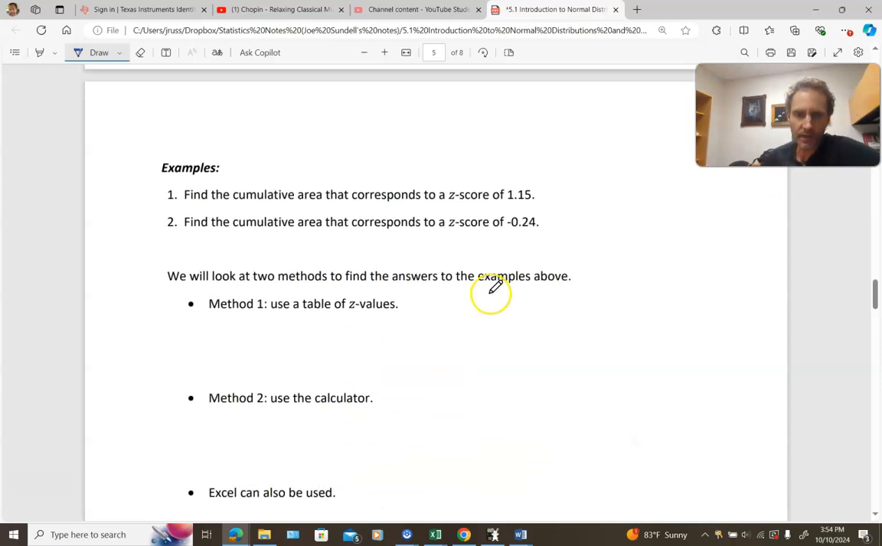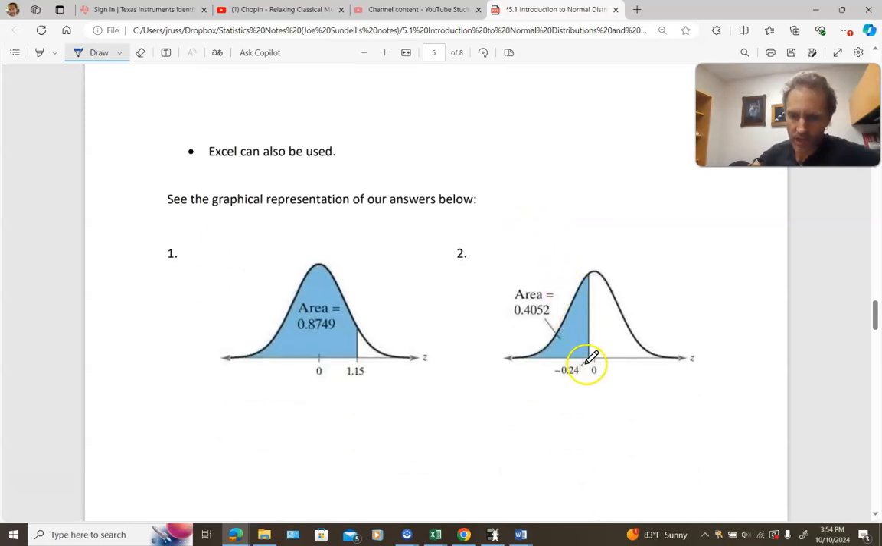All right, and then for the other one, a z-score of negative 0.24. We've got it graphed for us right here, negative 0.24. That's a little bit to the left of the mean. So how much area is to the left of that z-score?